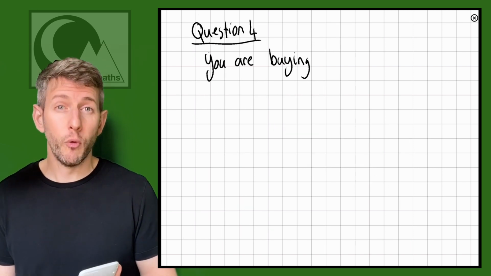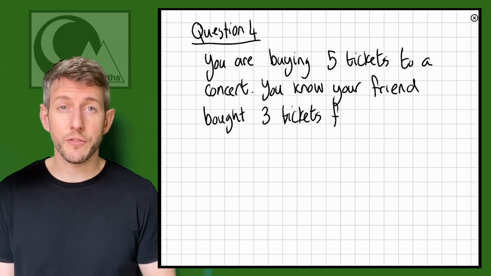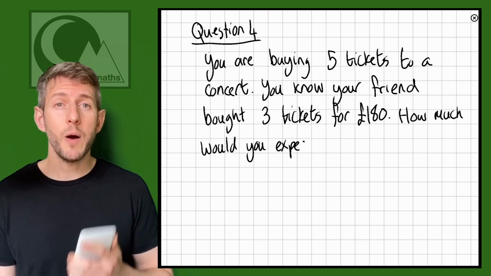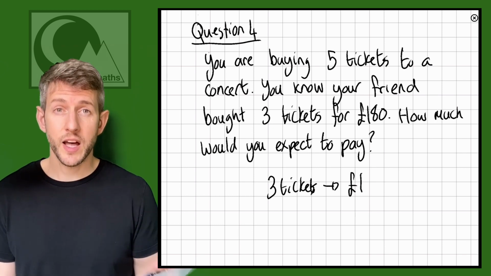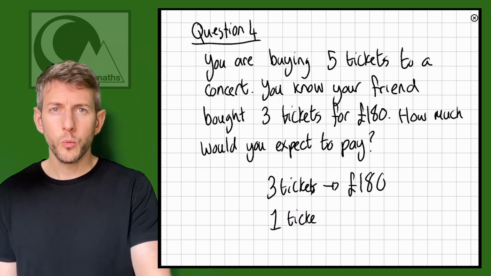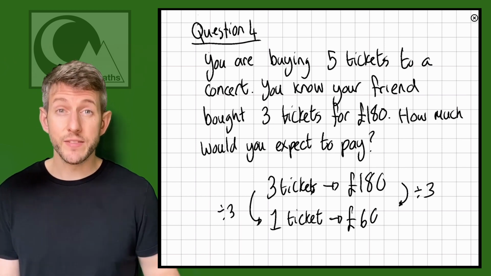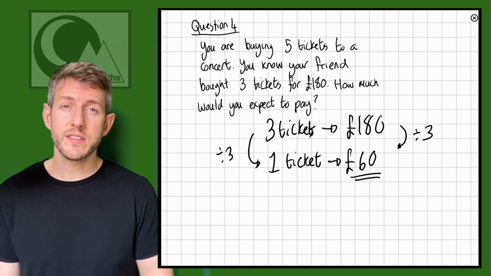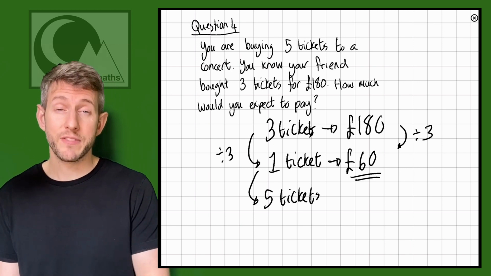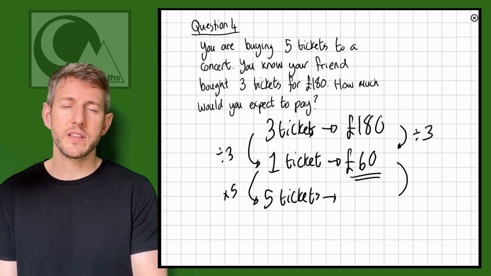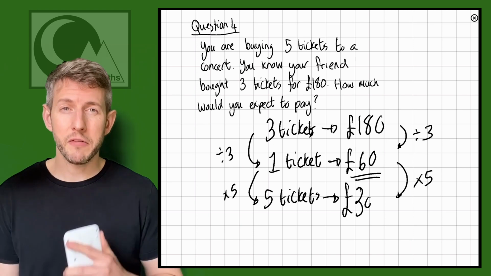Okay, question 4 now. You are buying 5 tickets for a concert. You know your friend bought 3 tickets for £180. How much would you expect to pay? Right, so 3 tickets is £180. Therefore, we can work out 1 ticket. So if we do 3 divided by 3, that gives us 1 ticket. 180 divided by 3 gives us 60. So we can see that 1 ticket is £60. We want 5 tickets, so we're going to have to multiply that cost by 5. So we can see that 5 tickets will equal £300. So you could expect to pay £300.